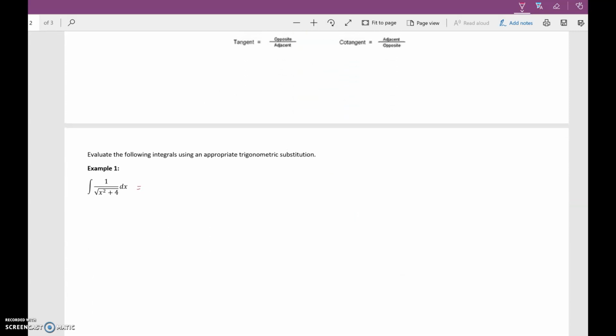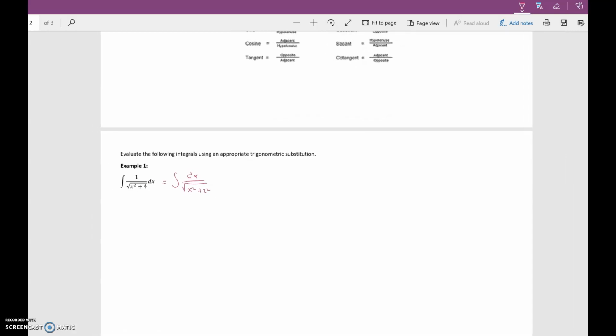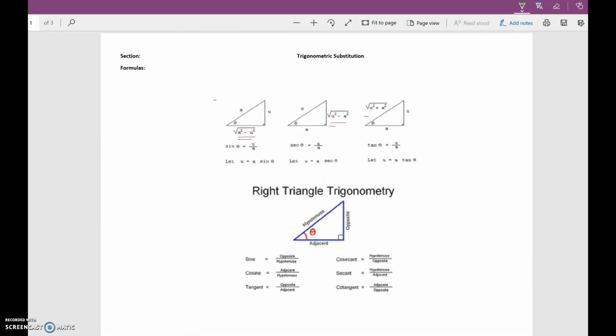So the first step is, let me just rewrite it as x over the square root of x squared plus the value of 2 squared. This is so that we just have the actual value of the a, or we may end up running into square roots within the problem. Once you rewrite it in this form, you're trying to see if it fits the form, and it's only going to fit one of these three.